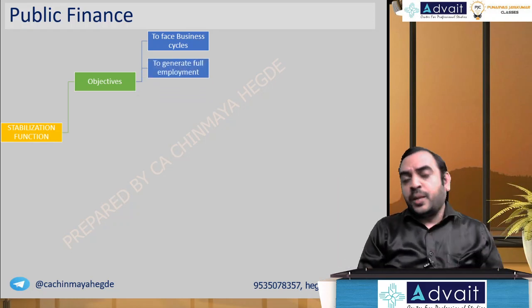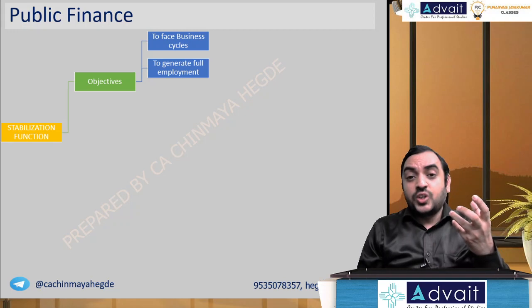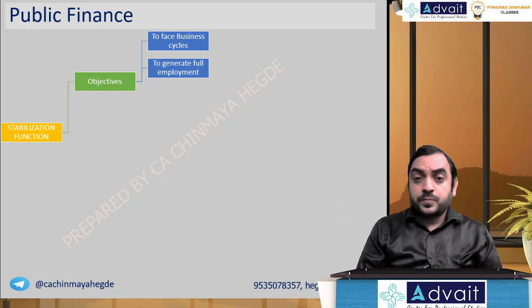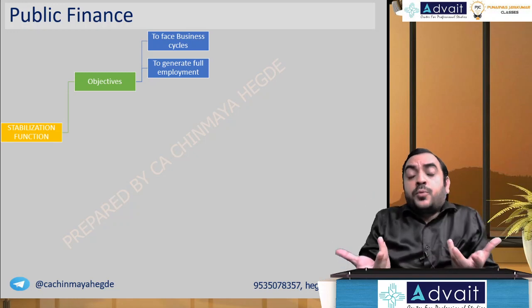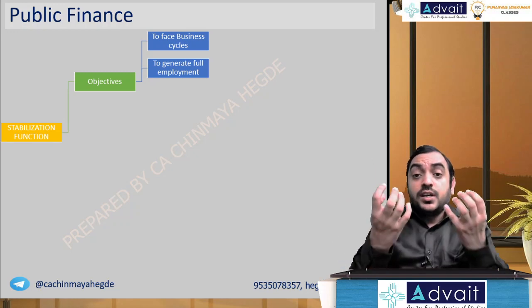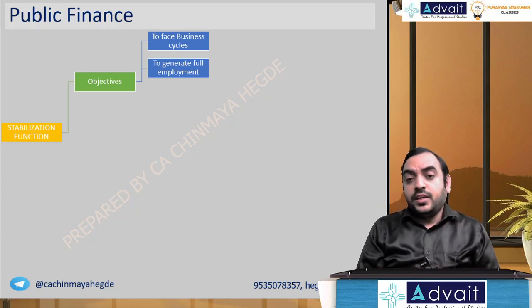To generate full employment, I told you what will happen. The aggregate demand, aggregate supply: if demand is more, supply is not there, price will be a problem. If supply is more, demand is not there, that means products cannot be produced, inventory will be reduced, business activity will be contracted, employment will be less.